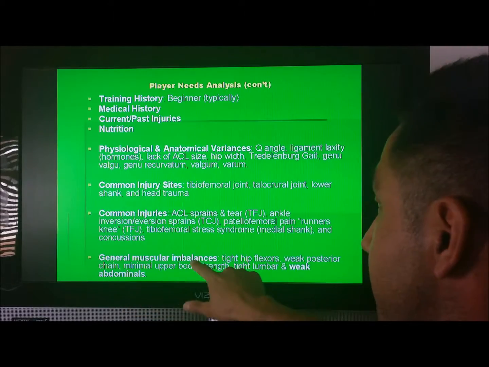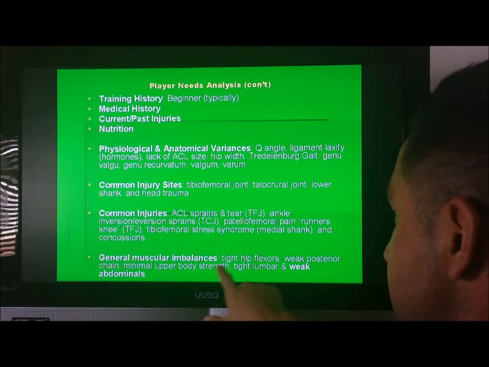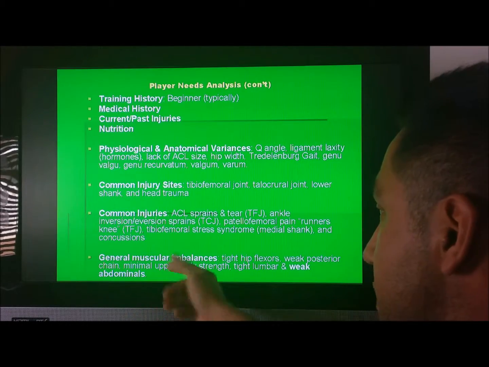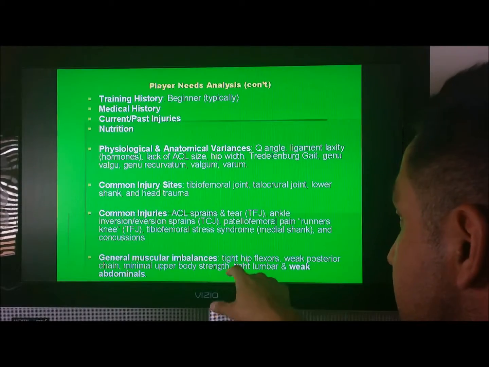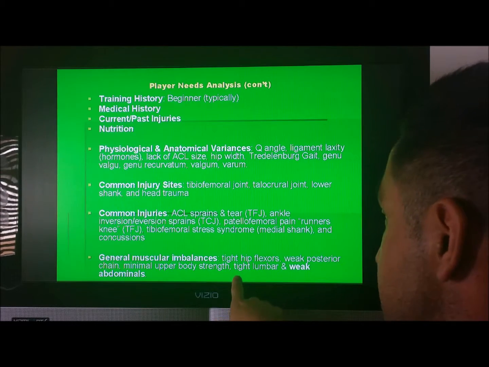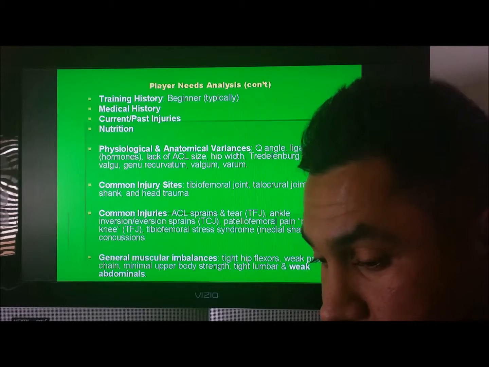And then general known muscular imbalances of soccer players are tight hip flexors, weak posterior chain, hamstrings and glutes. Minimal upper body strength. Soccer players are extremely weak throughout their entire body, especially upper body. Tight lumbar and weak abdominals.